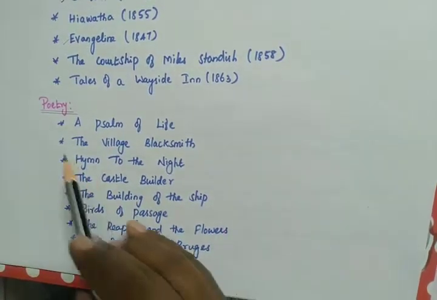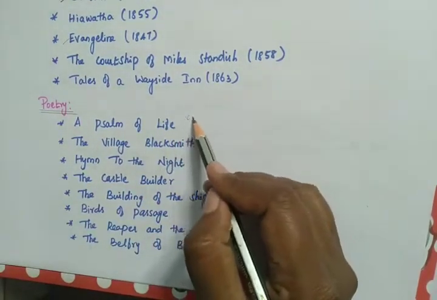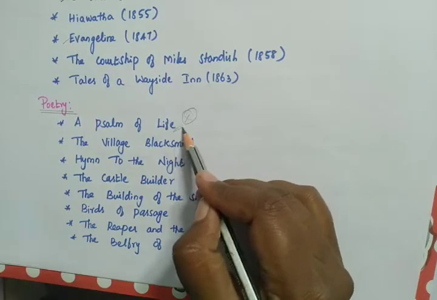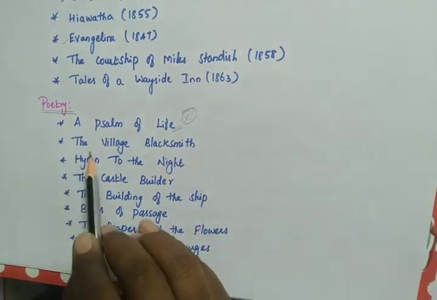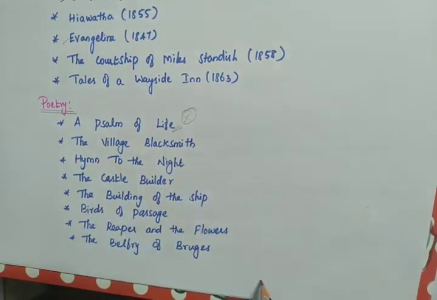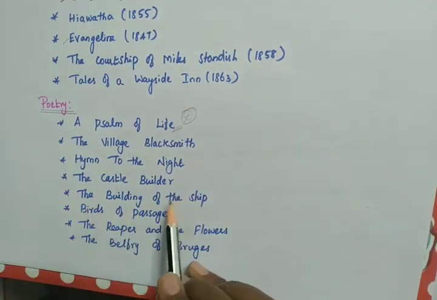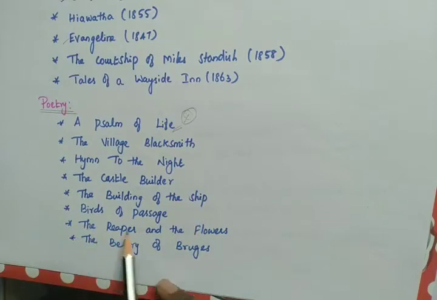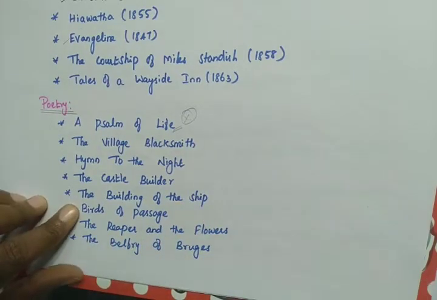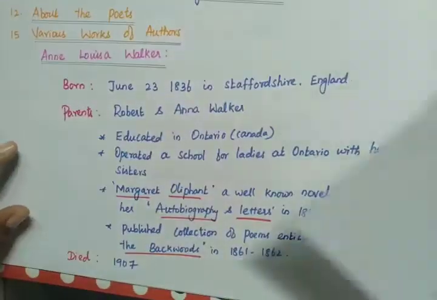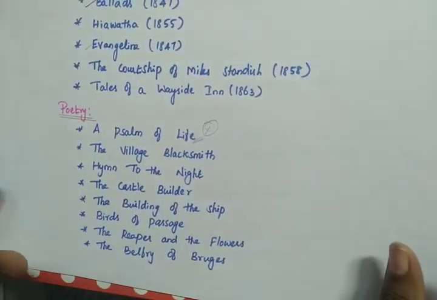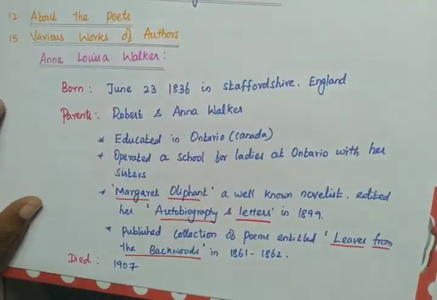And these are the poems, A Psalm of Life. This we have to remember, which is important because it is there in our syllabus. Then The Village Blacksmith. These are the poetries written by H.W. Longfellow. Hymn to the Night, The Castle Builder, The Building of the Ship, Birds of Passage, The Reaper and the Flowers, The Belfry of Bruges. So this is all about H.W. Longfellow. Now let us move on to the next.